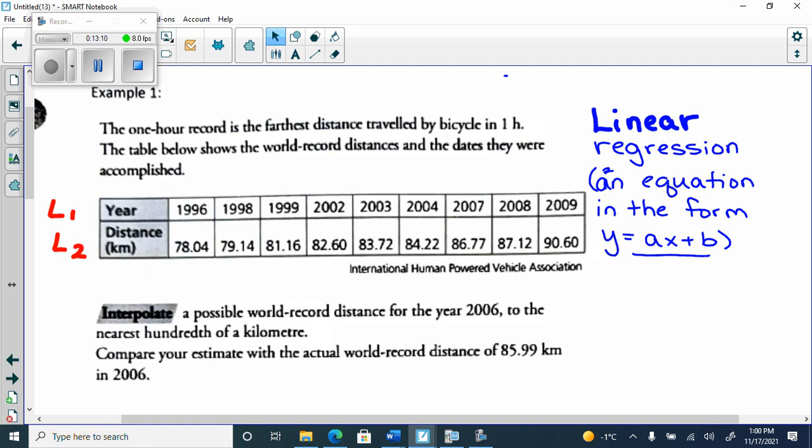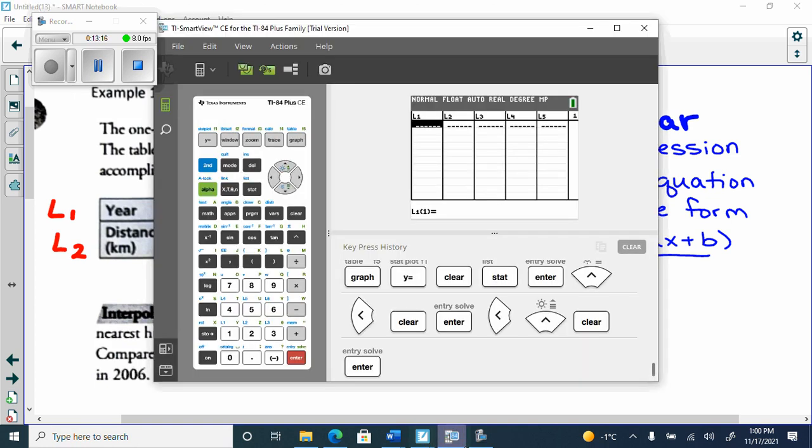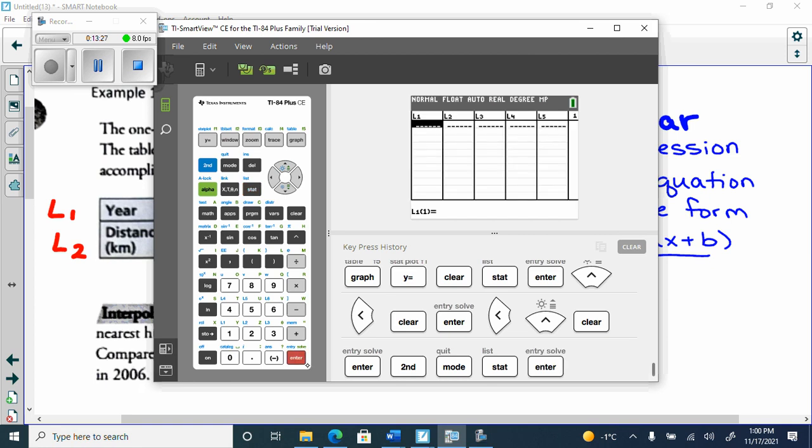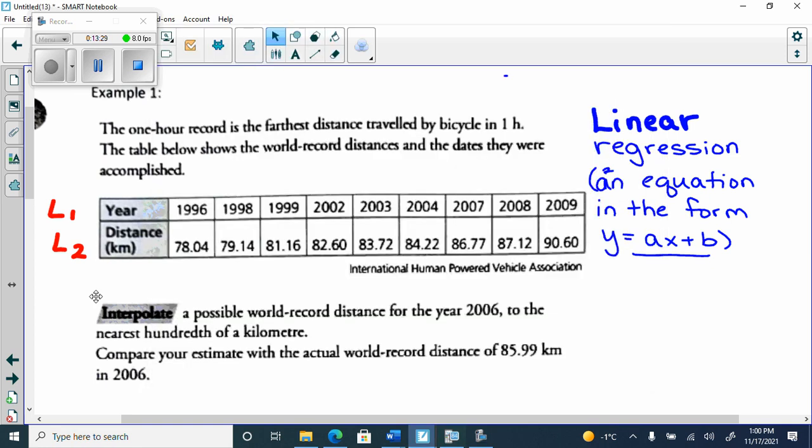Now, we have to get this into our calculator. So it says, press stat. Everyone following along? Like I said, it'll seem overwhelming at first. So we're going to go stat, and then edit. Then enter the values into list 1 and list 2. This first one is your list 1, and the second one is your list 2.